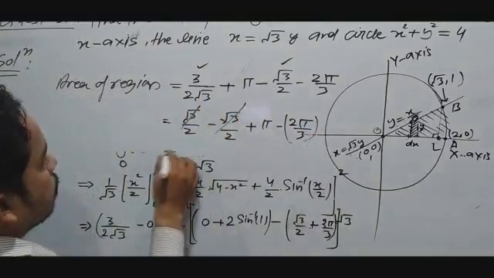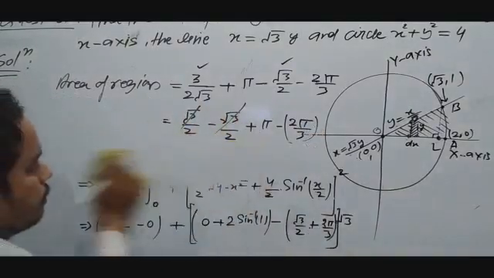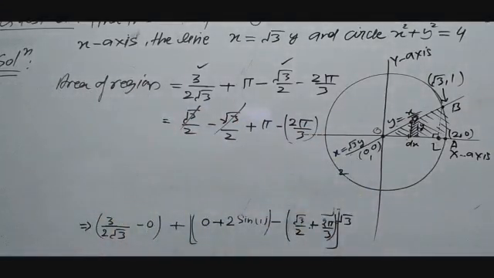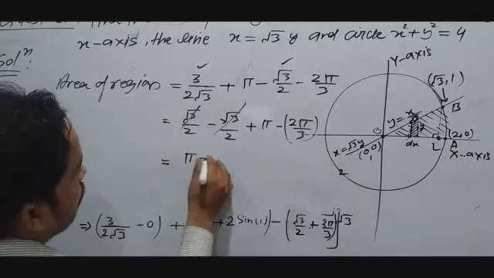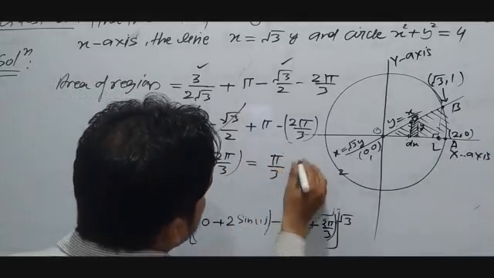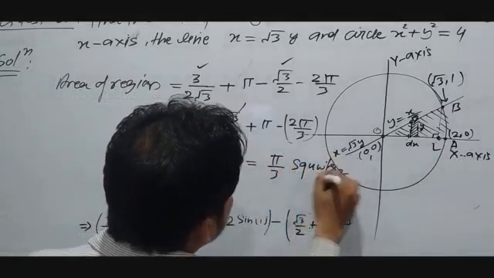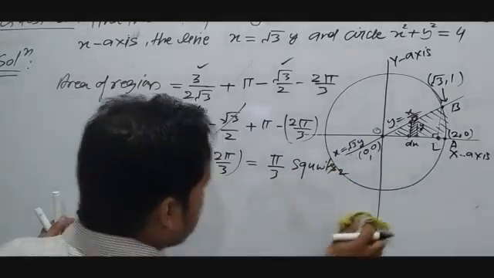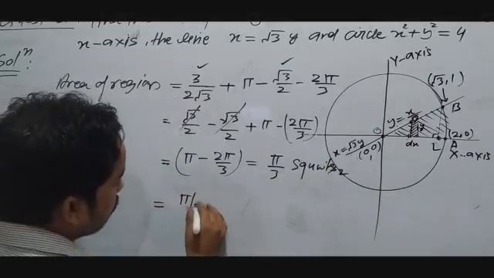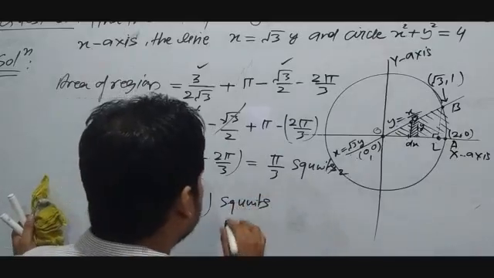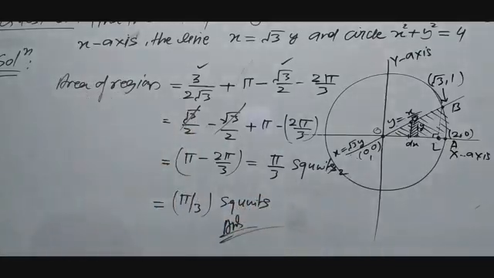This will cancel out and the result will be pi minus pi by 3, 2 pi by 3, and after solving result you will get pi by 3 square units. So answer pi by 3 square units. This is the answer. Now this question is completed.